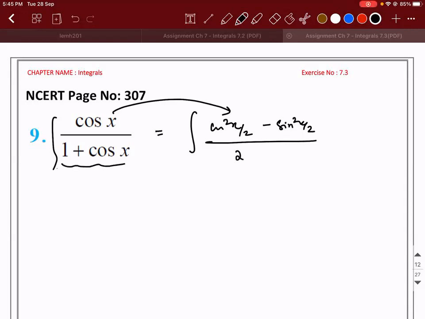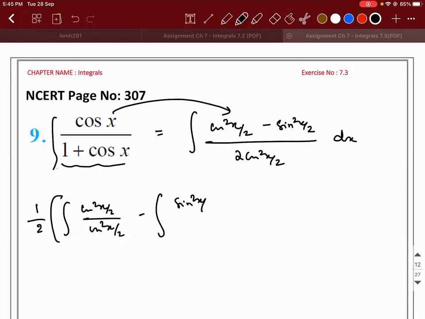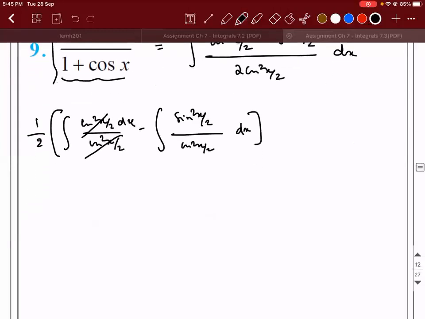1 plus cos x will give you 2 cos square x by 2 times dx. So half into integral of cos square x by 2 by cos square x by 2, minus integral of sin square x by 2 divided by cos square x by 2 times dx. This and this will get cancelled. What are you left with? Half into integral of dx is x, minus integral of tan square x by 2 times dx.